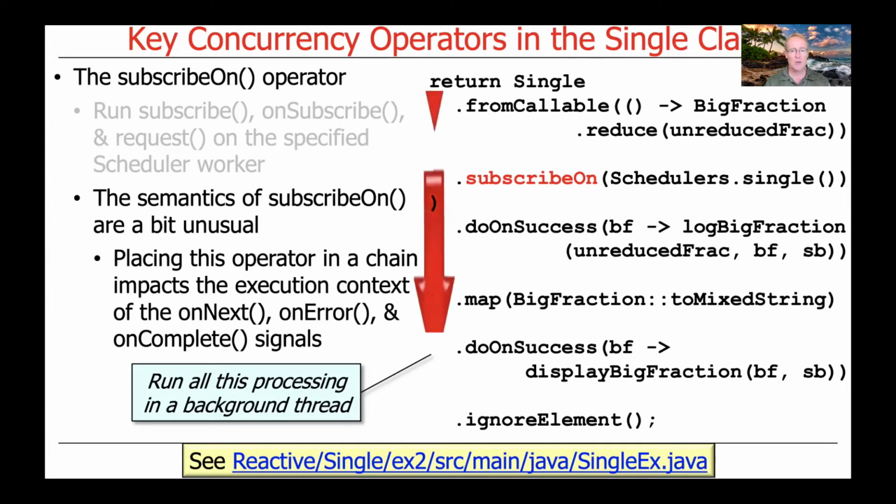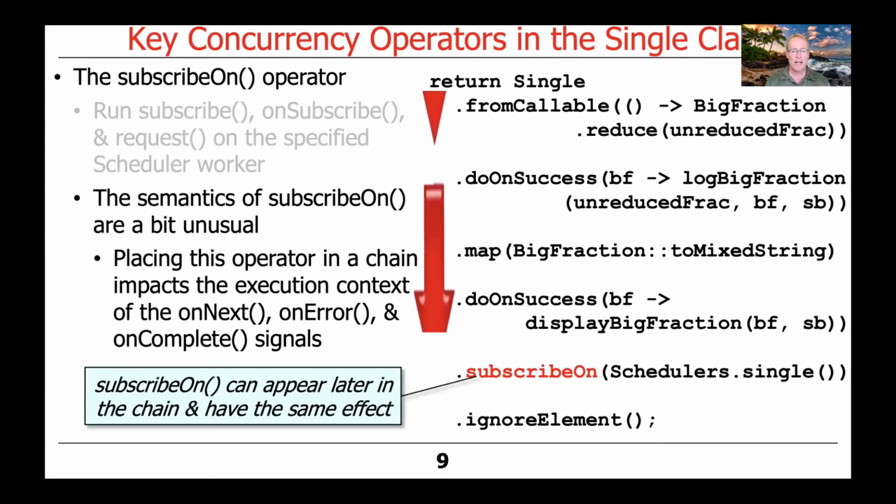Then we use do on success, map, do on success, and ignore element. And all of those operators will run in the context of the scheduler's single thread that's designated by passing that as the parameter to subscribe on. Now, it turns out you can actually put subscribe on later in this chain and have the same effect.